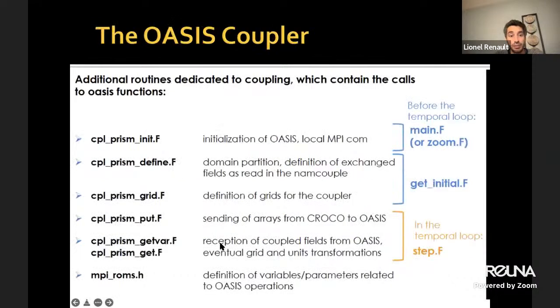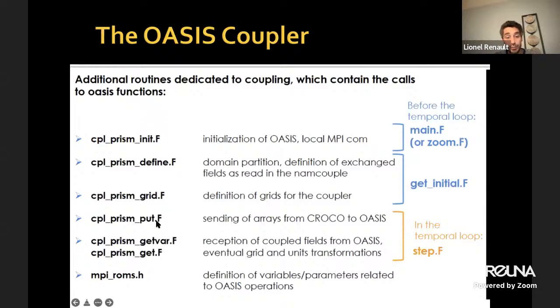So basically in CROCO, this is what we have. There are 8 routines you can find in the Ocean folder in CROCO. The first one is before the temporal loop, so it's where we will initialize OASIS and all the MPI stuff. Then the def_partition routine, where we will do the domain partition, the definition. Basically, that's the full initialization of the coupler, then of the grid here.